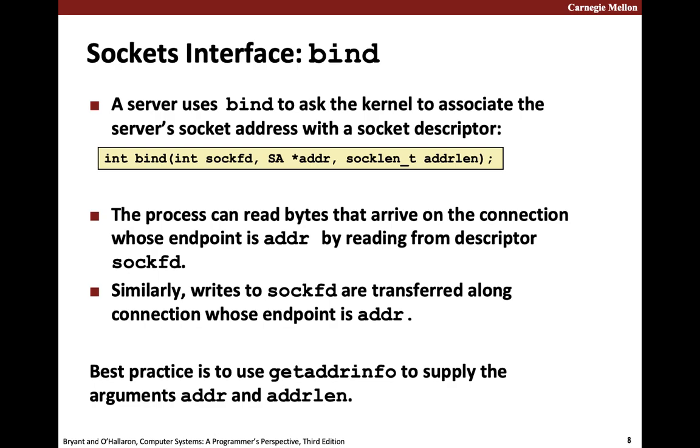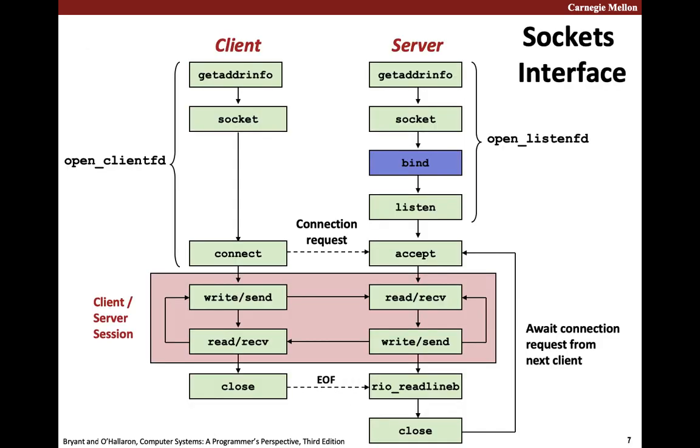Okay. Now, in this diagram that I just showed you on the previous slide, we don't see bind on the left-hand side, but it turns out bind is optional. You would use it if, for some reason, you wanted to determine the source port from which you were going to send communications to a server.